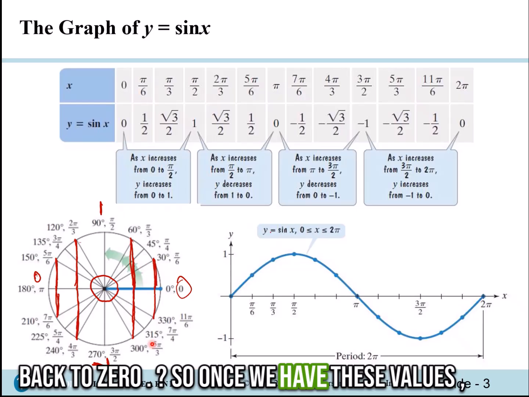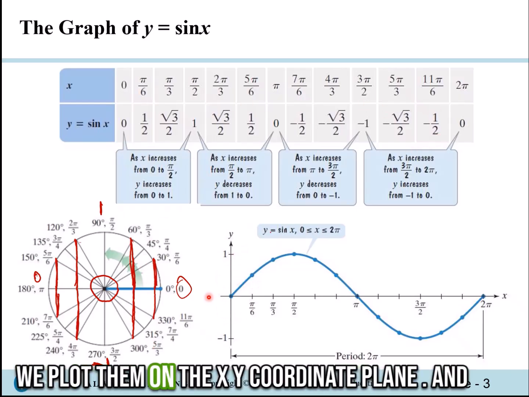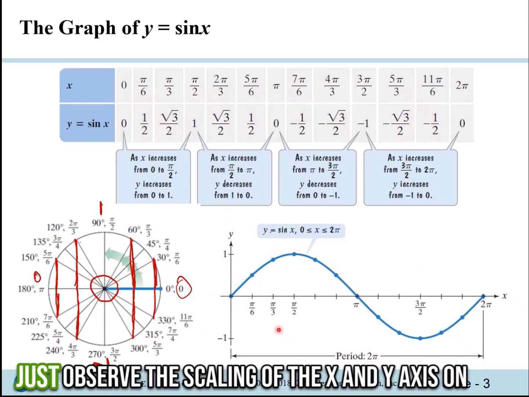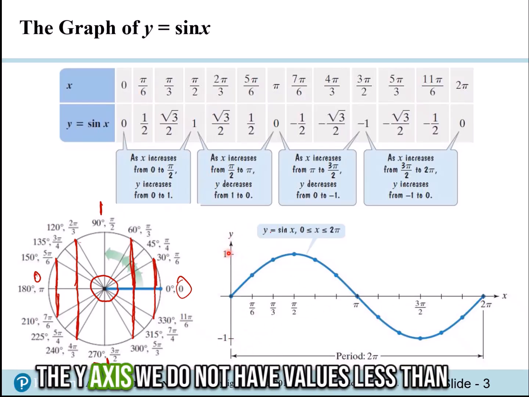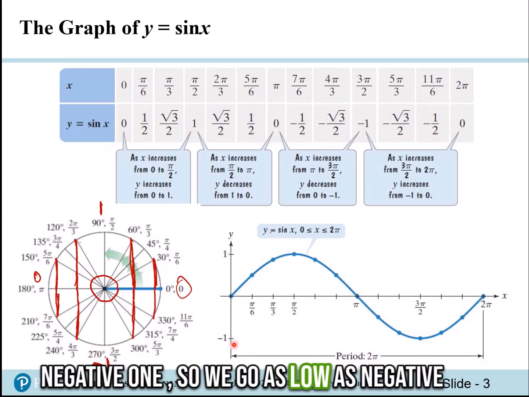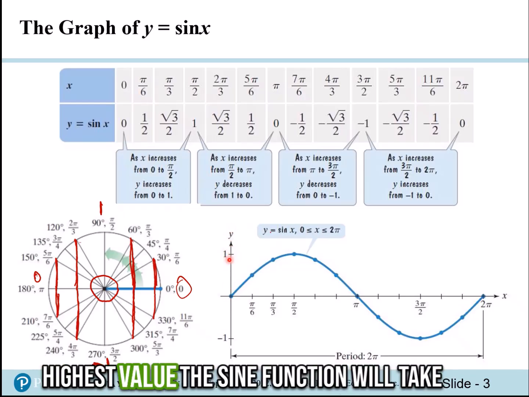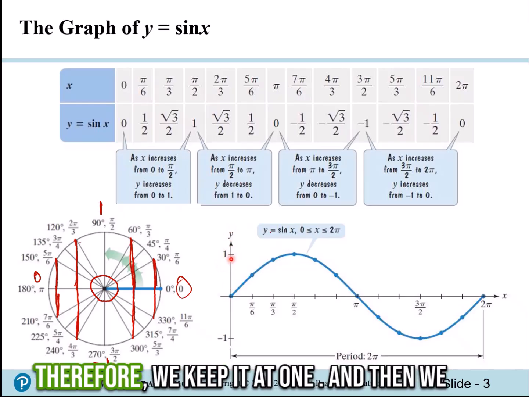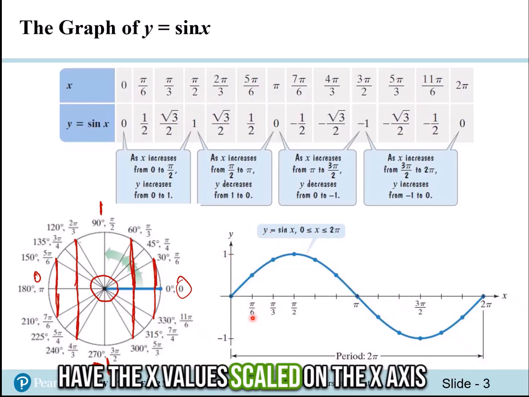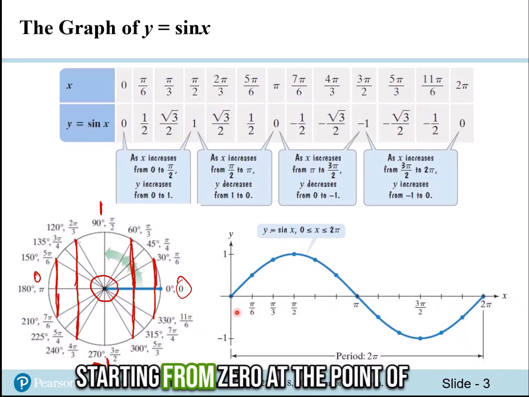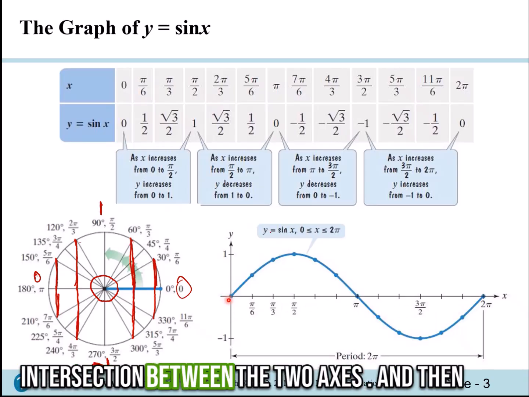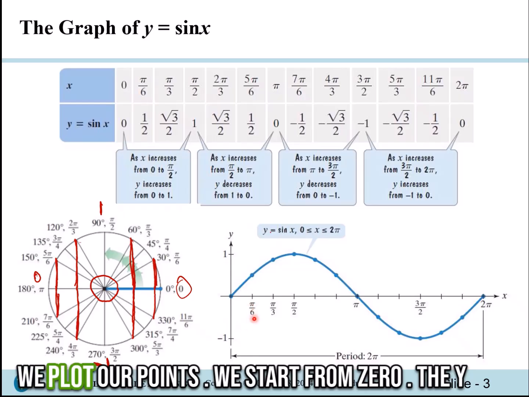So once we have these values, we plot them on the xy coordinate plane and just observe the scaling of the x and y axis. On the y axis, we do not have values less than negative 1, so we go as low as negative 1. And on the positive y axis, 1 is the highest value the sine function will take. Therefore, we keep it at 1, and then we have the x values scaled on the x-axis starting from 0 at the point of intersection between the two axes, and then we plot our points.